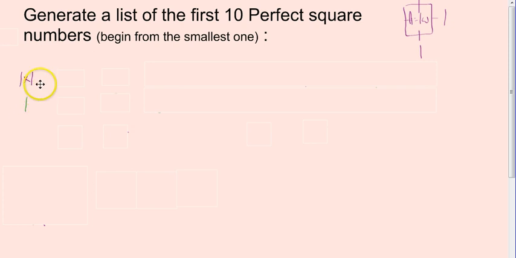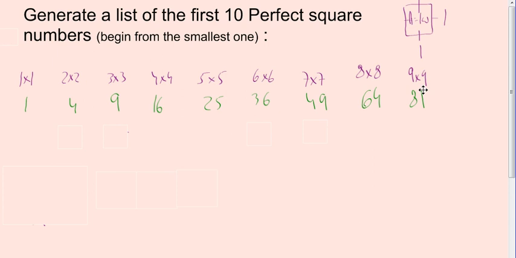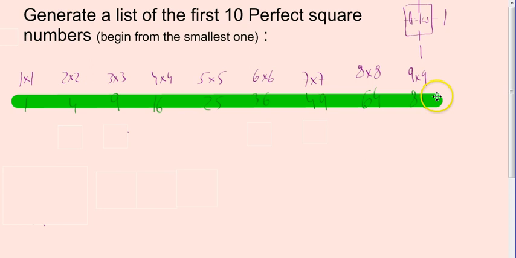Next perfect square number could be received by multiplying 2 and 2. The result would be 4. And of course we will continue in increments of 1. 3 times 3 will produce a 9, and I'm sure you can finish this list. All these numbers in green right here are called perfect square numbers.